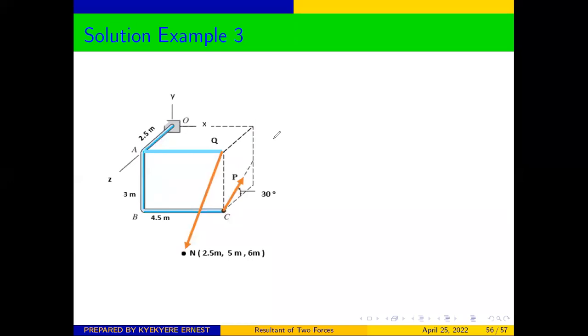Good. Our diagram is here, and we want to solve this problem. So here you realize that we have two forces. We have from C to P, and we have from Q to N. So it means that if we want to determine the resultant moment at O, we need to first of all work them individually, and then once we are able to get the moment for the two, we can sum them together. We can find the vector sum.